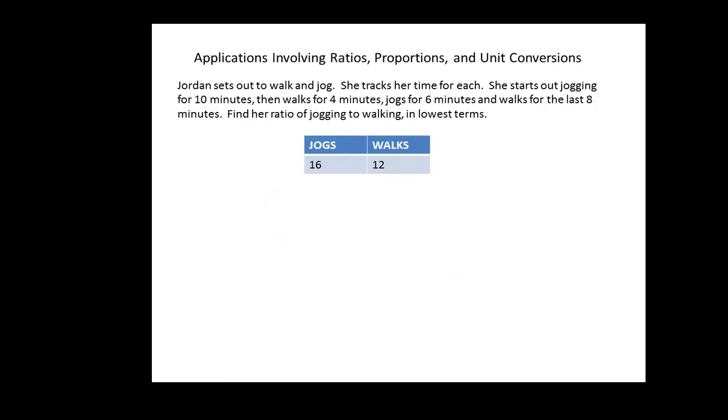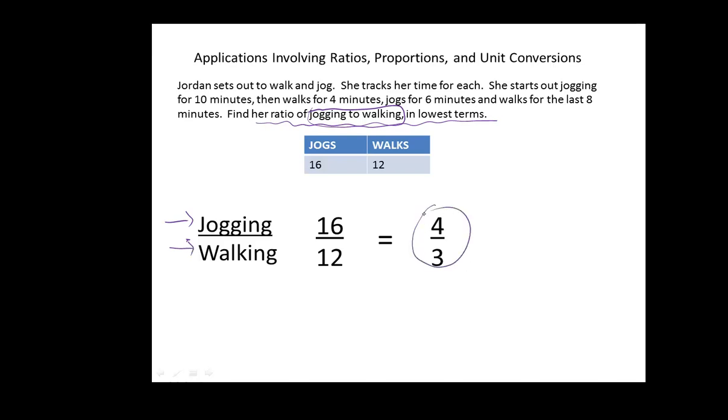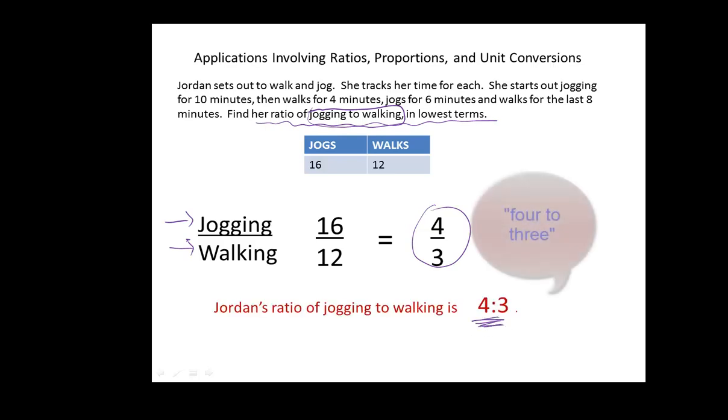We'll summarize that on this table, and now we're ready to find her ratio of jogging to walking. This is very important, how this is worded: jogging to walking. So we're going to set up the ratio in that specific order, with jogging on top and walking down below. Jogging to walking is 16 to 12. This is a fraction which we can reduce, and once we've reduced it, we can simply call the ratio 4/3, or we may want to write it using the colon. Jordan's ratio of jogging to walking is 4 to 3.